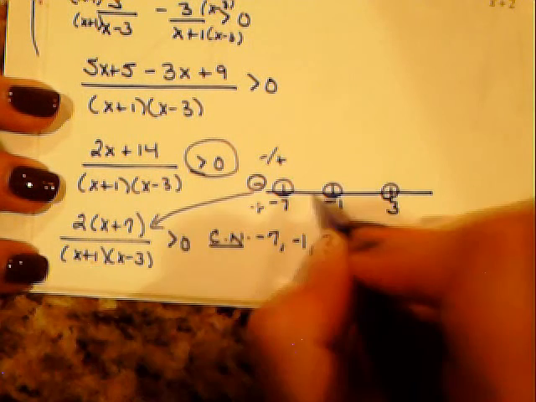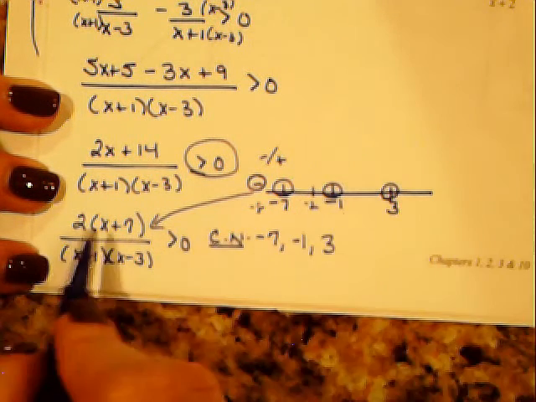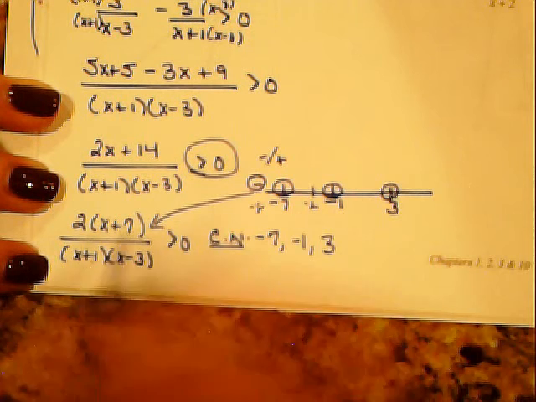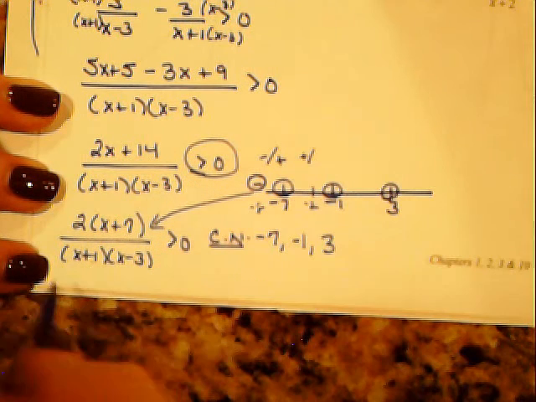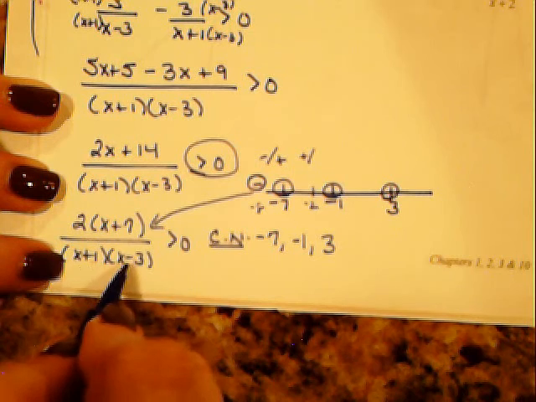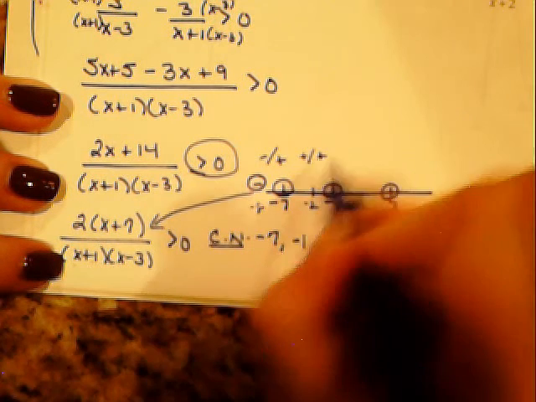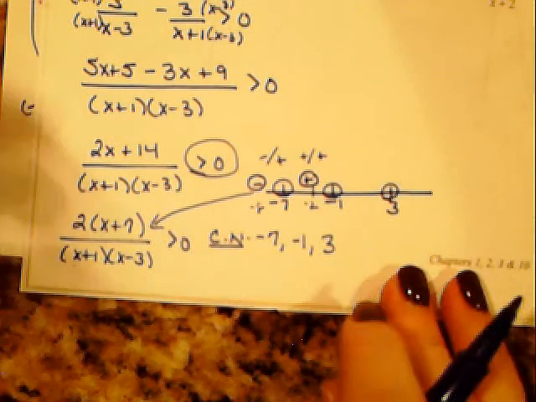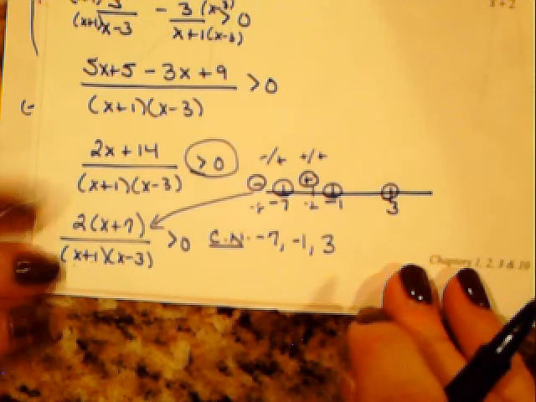Pick a number between negative 1 and negative 7, I'll choose negative 2. Negative 2 plus 7 is positive, so I have a positive number in the numerator. Negative 2 plus 1 is negative, negative 2 minus 3 is negative, and a negative times a negative is a positive. So positive numbers will be between negative 7 and negative 1.